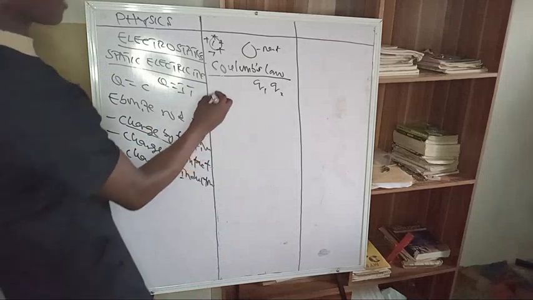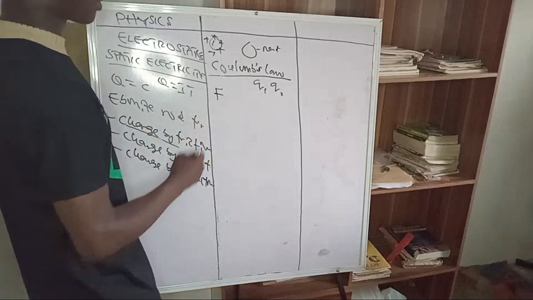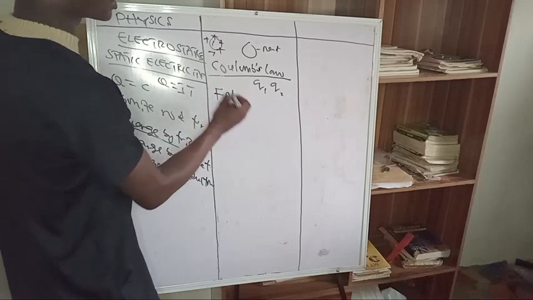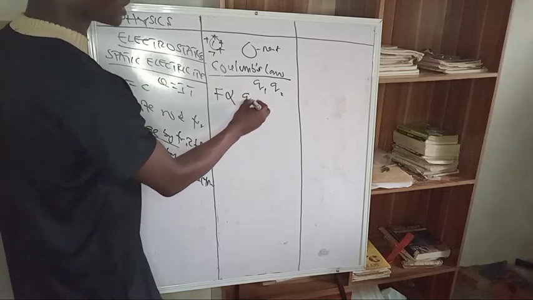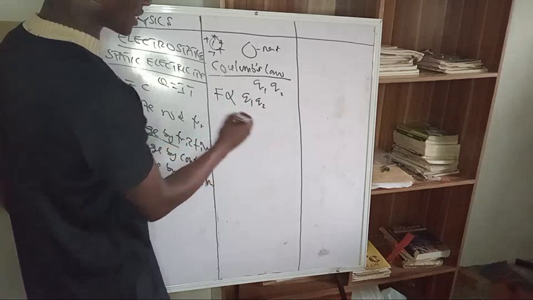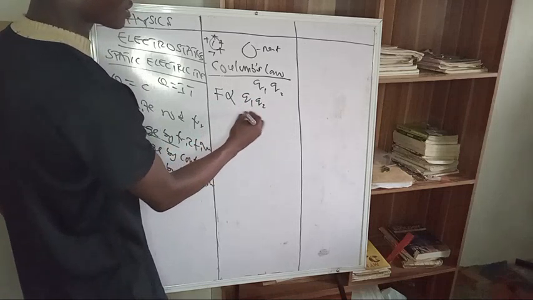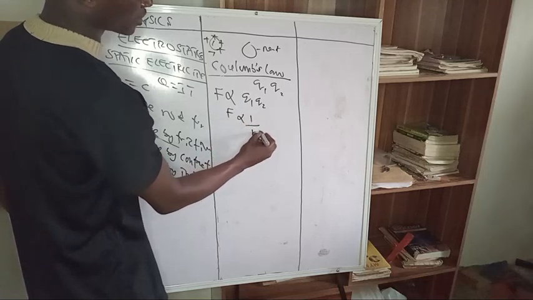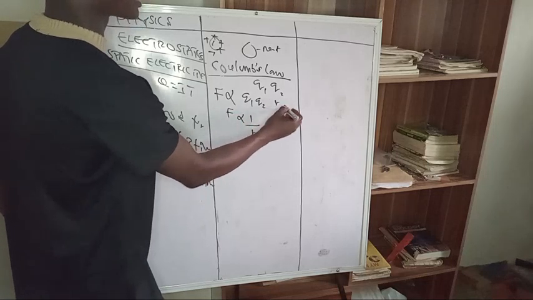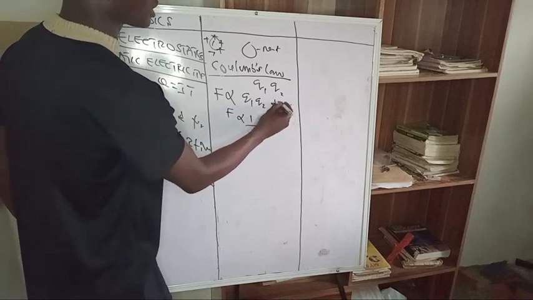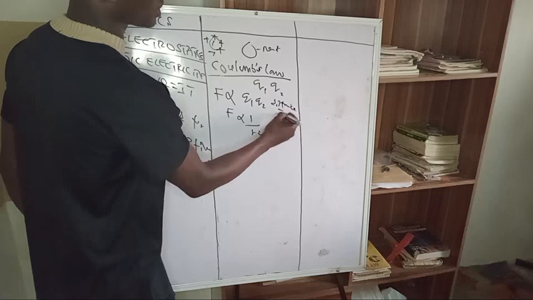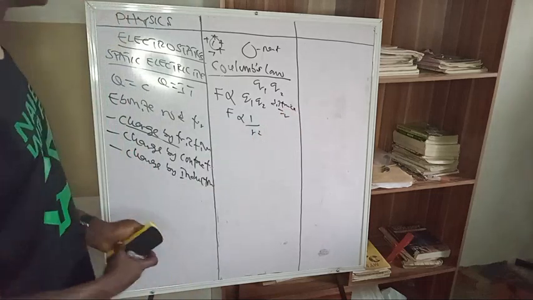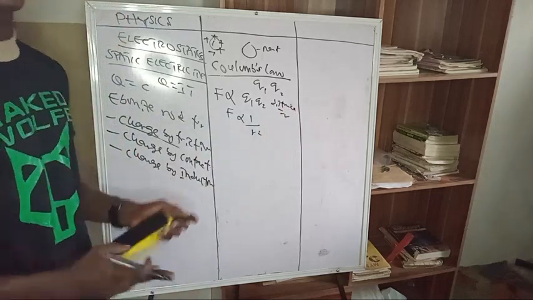So we have the force of attraction or repulsion, according to Coulomb's law, directly proportional to the product of the two charges Q1 and Q2, and that same force is inversely proportional to the square of the distance. The distance in this context is r. So if this is the case, in mathematics there is what we call joint variation.